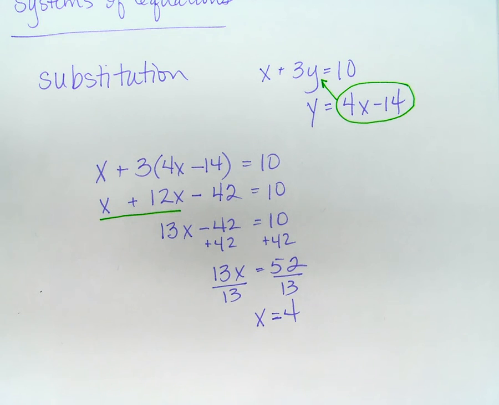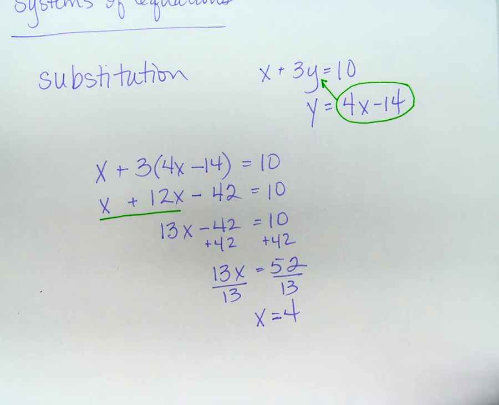Let me ask you one of the most important questions about systems of equations. What's the solution? What's the solution to a system of equations? It's where they cross, right? Their point of intersection. So if I know that x equals 4, is that all I need to know? I also need to know y, don't I?